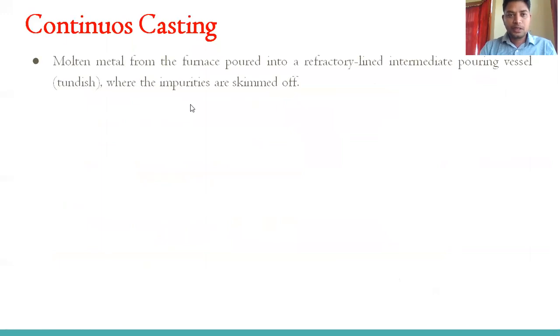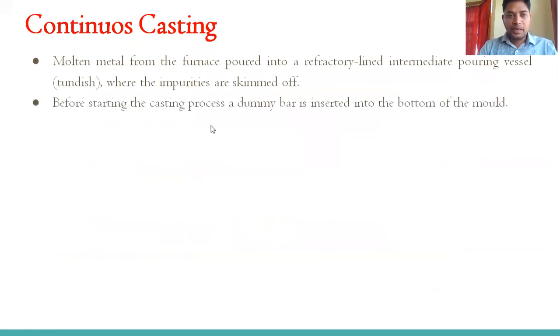Next is what we have discussed till now. It is written here that molten material from the furnace is poured into the ceramic shell, which we call the tundish, where the impurities are skimmed off. Next, before starting the process, as I said, the dummy bar should be inserted, or closed, at the bottom of the mold.